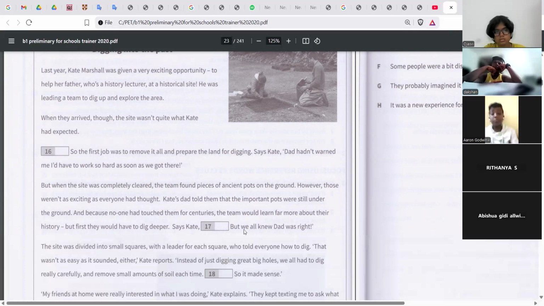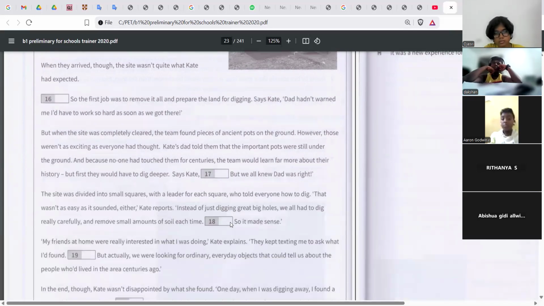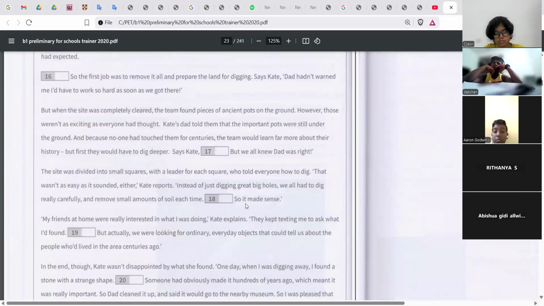All the pronouns, but look at the 'but'. We all knew dad was right. So dad is saying something, and we are saying something differently. But internally we know that dad was right and we are wrong. Look at this, it made sense. Look at Vojashvi, it made sense.